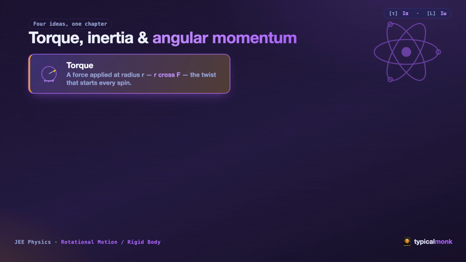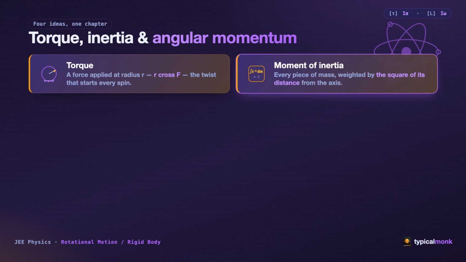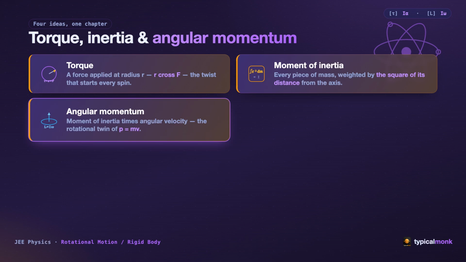Now, meet the four ideas that run through this whole class. Torque is R cross F, a force applied at some distance from an axis, and it is torque, not force alone, that spins a body. Moment of inertia is the integral of R squared dm, every little piece of mass, weighted by the square of its distance from the axis. This integral is the calculus that JEE loves and NEET mostly skips. Angular momentum is I omega, mass in motion around an axis, the rotational twin of ordinary momentum.